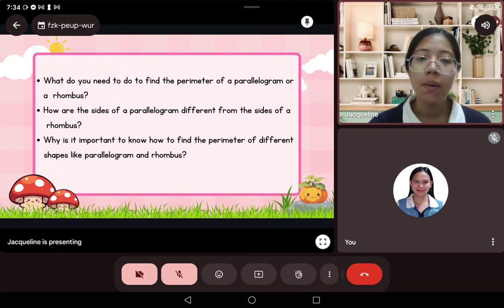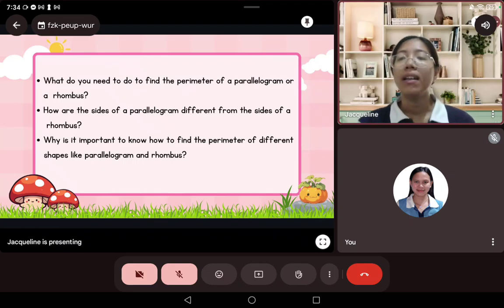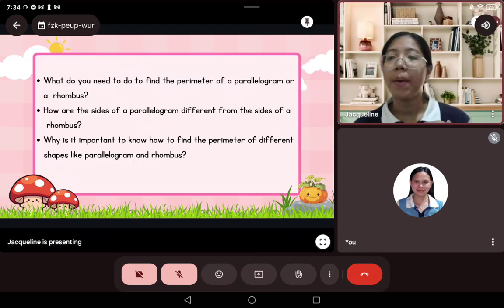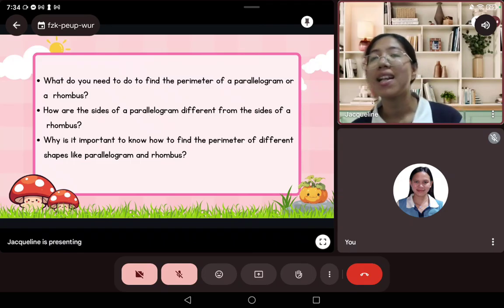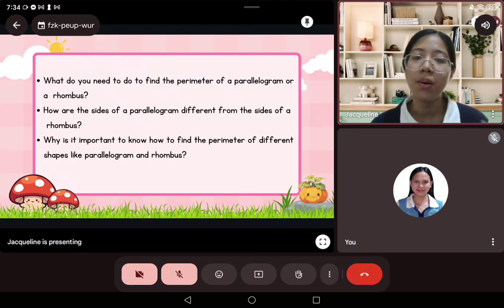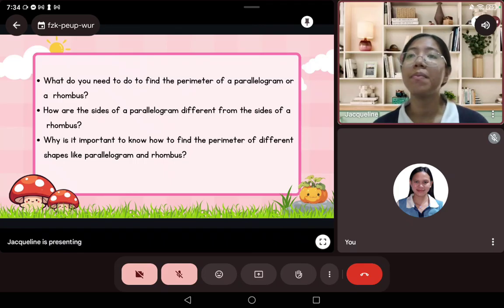Why is it important to know how to find the perimeter of different shapes like parallelogram and rhombus? Anyone? Yes, very good. Because we can apply it in real life, like what we did helping Mang Pedro's vegetable garden. Because we know how to find the perimeter of parallelogram and rhombus, we can help Mang Pedro in building a fence around his vegetable garden. That is correct, class. So very good. It seems like you are good in finding the perimeter of parallelogram and rhombus.